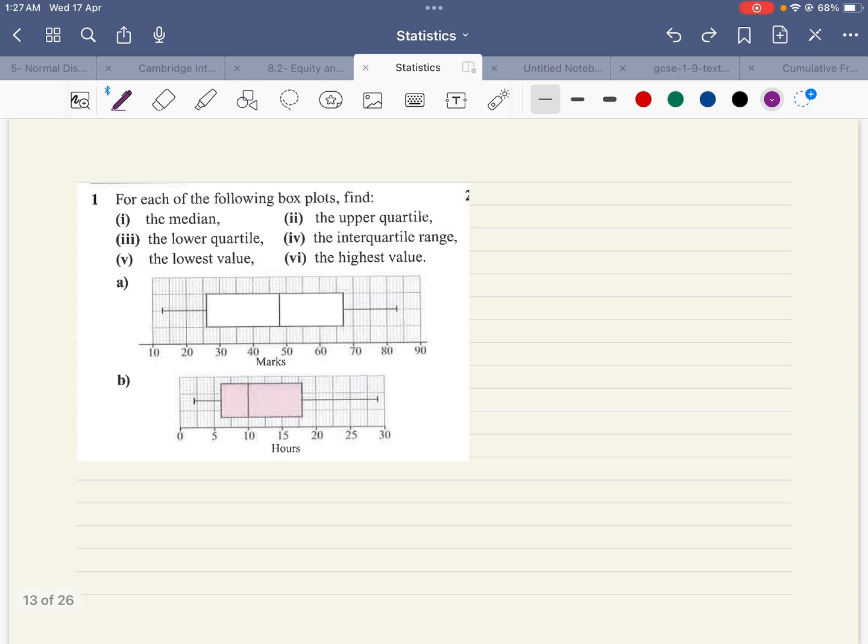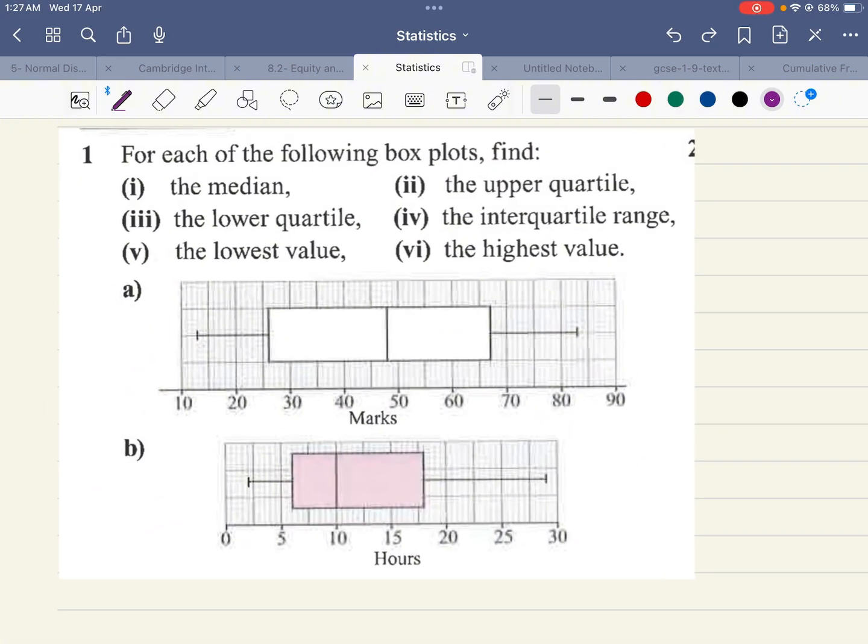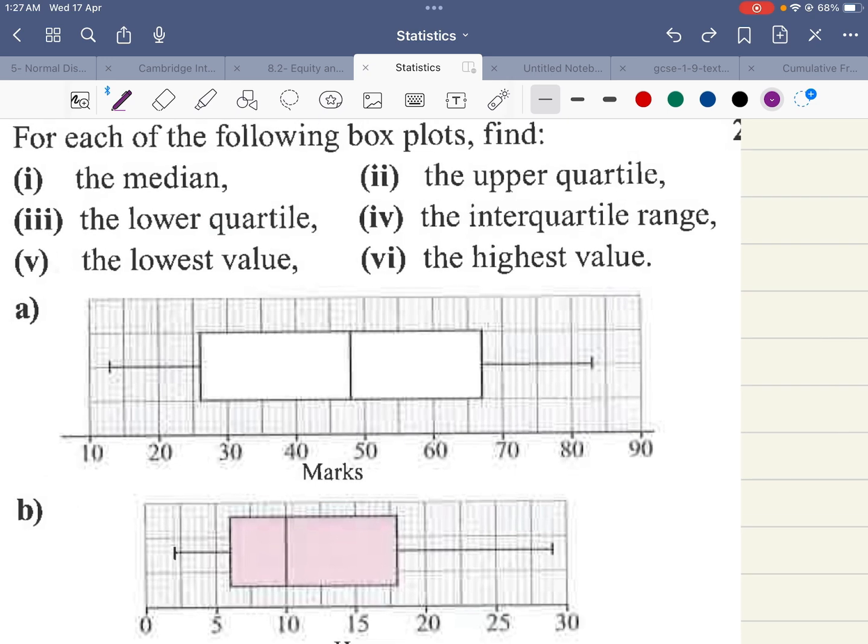Now let's read this one, where we also have to find the interquartile range or IQR, upper quartile, lower quartile, median and so on. First, let's look at the lowest value. No sorry, this is quartile 1. Q1 is 26. Lowest value is 13. Highest value is 83.